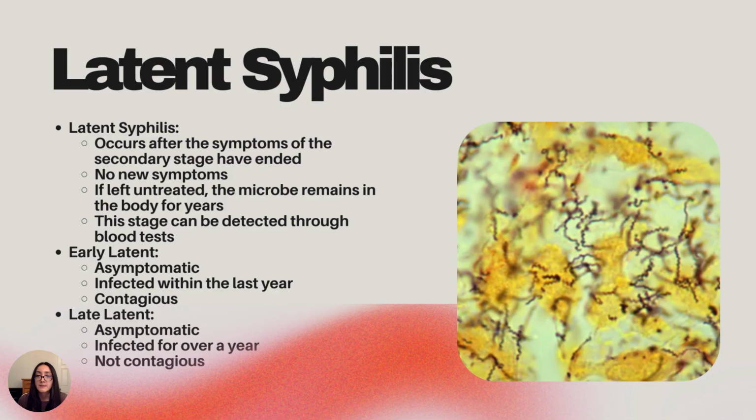In early latent syphilis, the person is asymptomatic and they have been infected within the last year. They're also still contagious. In late latent syphilis, the person is also asymptomatic and has been infected for over a year, but they are no longer contagious.